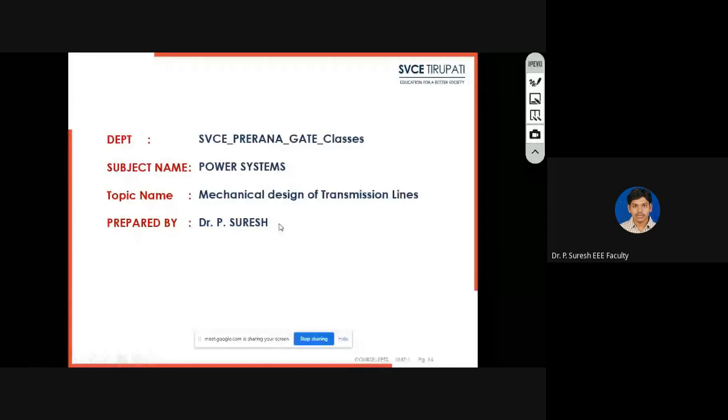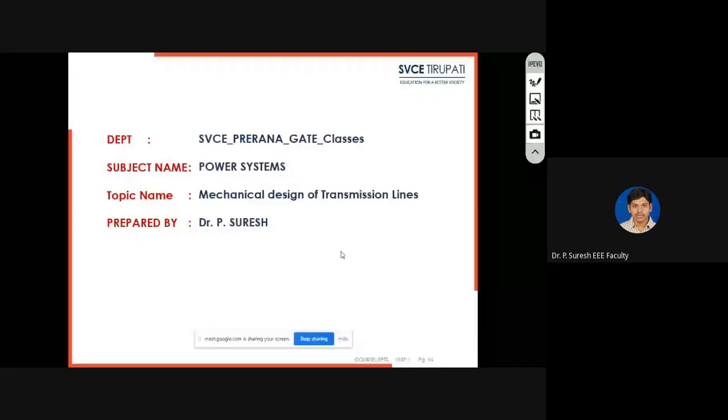towers? From the GATE point of view, we have a few topics in the syllabus. That is the insulator part, sag and tension calculations, and corona. These are the things included in the GATE syllabus. Is it okay to all? So insulators, sag and tension calculations, and corona are the topics included in the GATE syllabus in the mechanical design of transmission line.